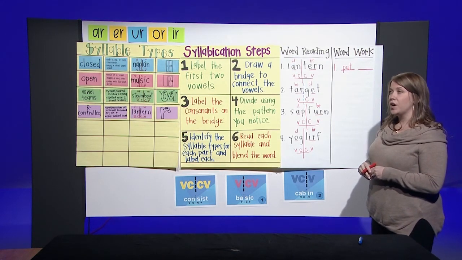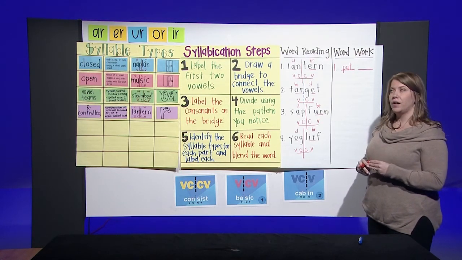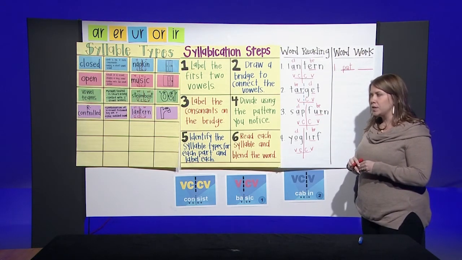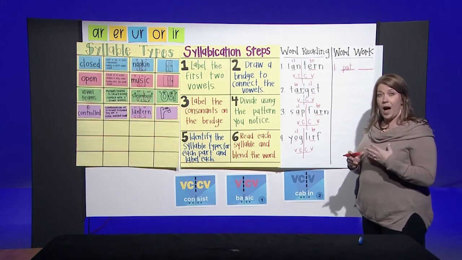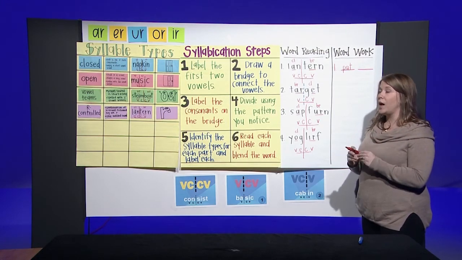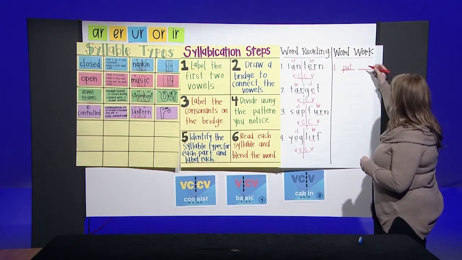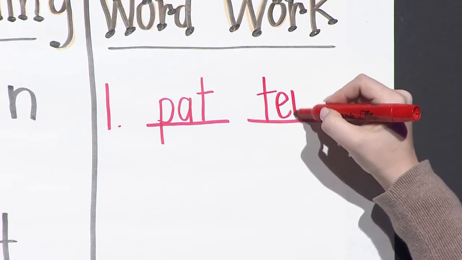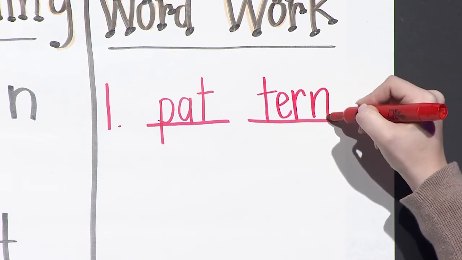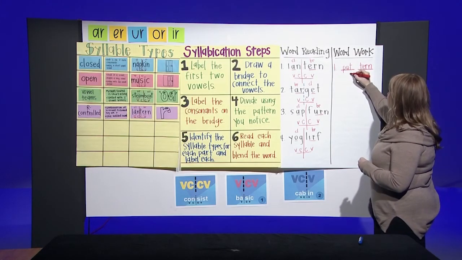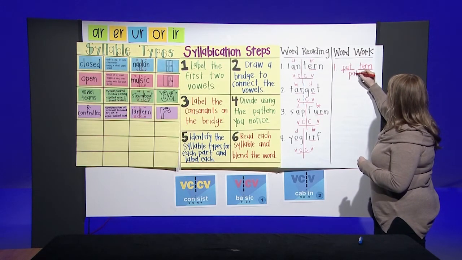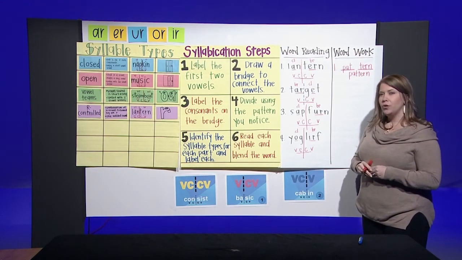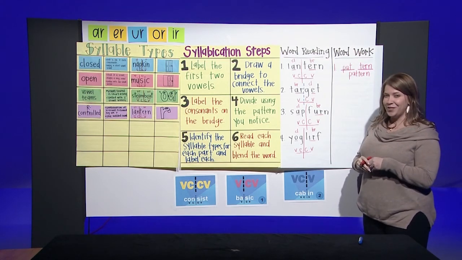Turn, turn, t, earn. I hear 3 sounds, but I just learned about R controlled syllables. So I know that when that vowel R combination is together, it's going to make one welded sound. Let me see if I can spell it. T, earn. Very good. Let's put it together. Pat, earn. And my word is pattern. Great job. Can you help me do the next few?